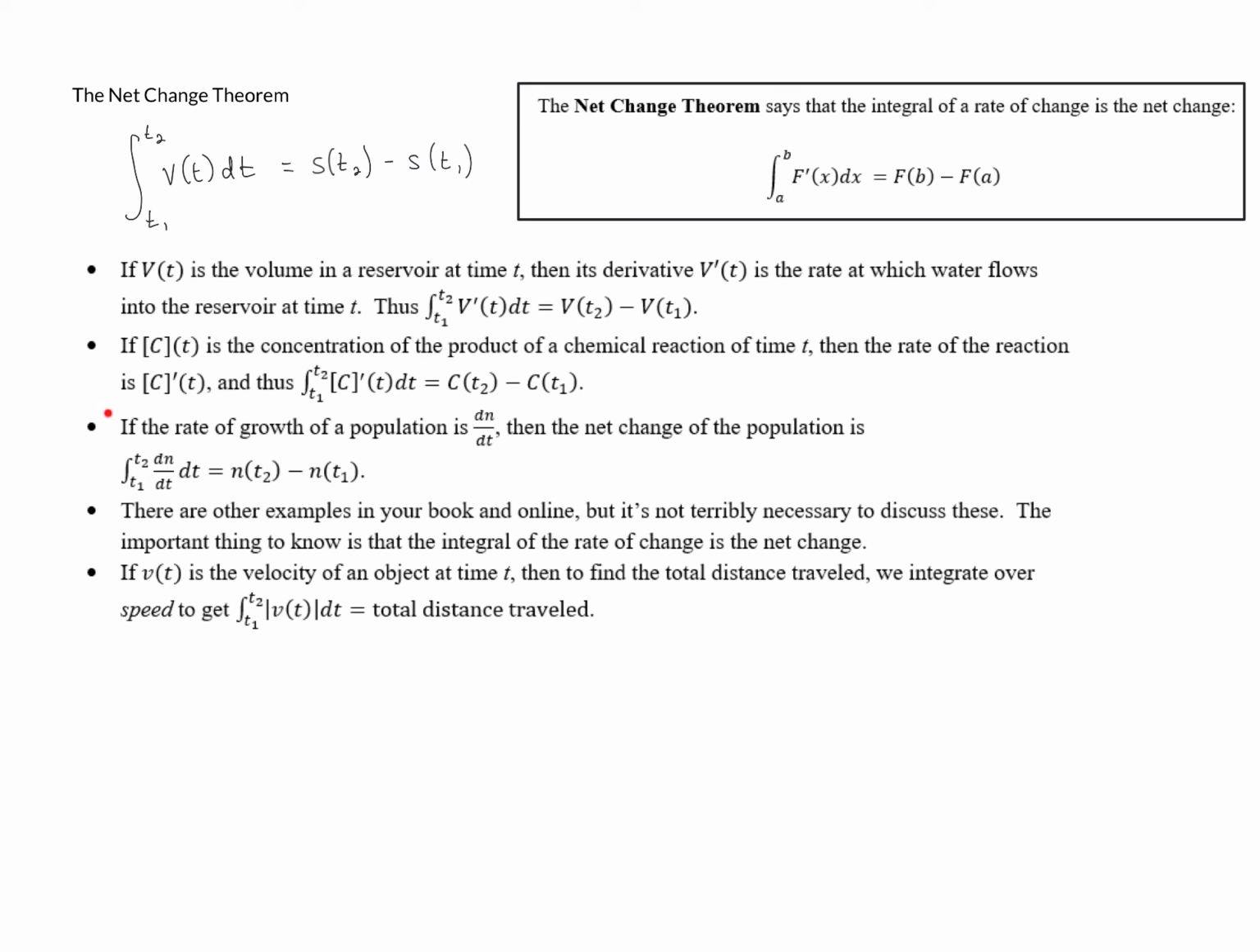The next situation where we might see the net change theorem is population growth. If the rate of growth of a population is dN over dt, then the net change of the population is given by the integral from t sub 1 to t sub 2 of dN over dt dt. And that is going to give us the net change in population. So it gives us the difference in population at the end point and the starting point. And we will have an example of one of those.